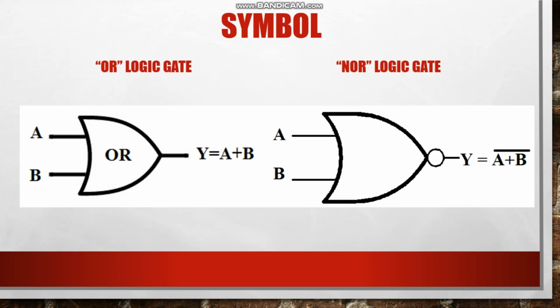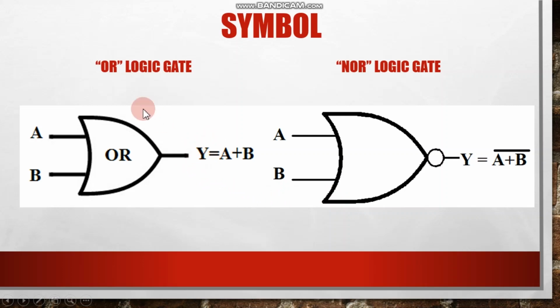Always remember one thing, that in a logic gate you can apply as many number of inputs, but the output remains only one. Here in this example I have used two inputs. First input I have marked as A, the second input I have marked as B. Similarly, for NOR logic gate I have used the same input A and input B. The output of both of these logic gates are represented by capital Y.